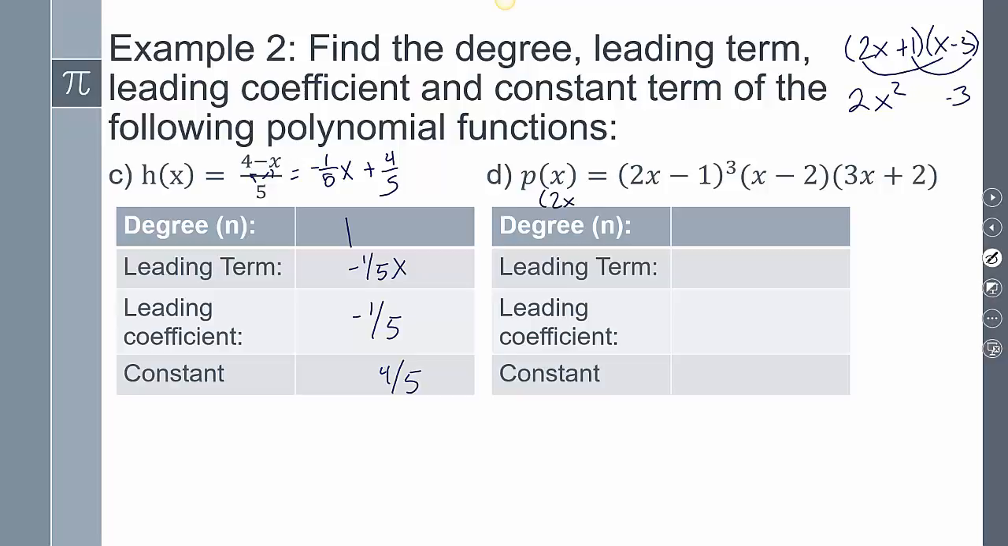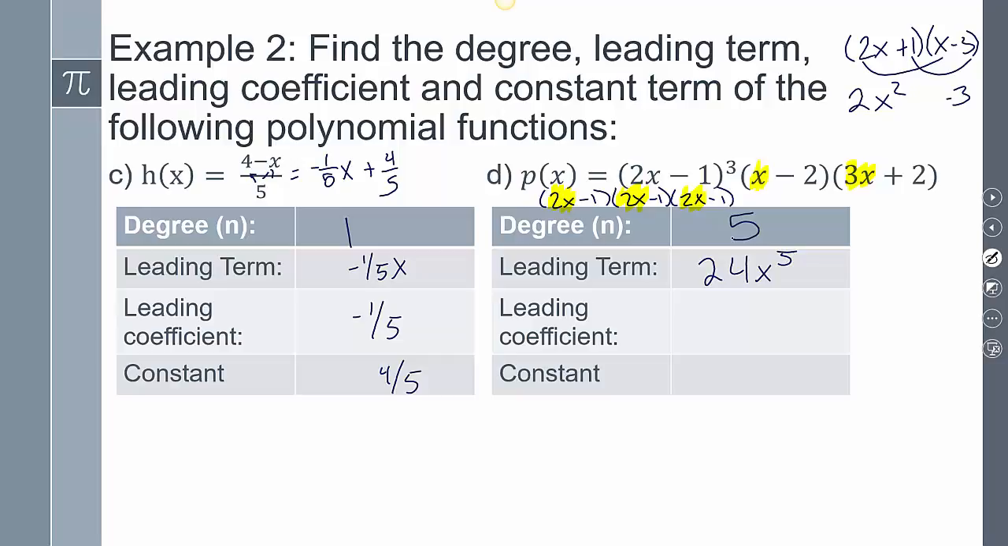So if I take this, 2x minus 1 times 2x minus 1 times 2x minus 1, there's 3 of them. I need to sit there and I need to multiply all of these together. 2x times 2x times 2x times x times 3x. And so that's going to give me 24, and I have x to the 5th. Now my degree, how many x's do I have? 1, 2, 3, 4, 5. I have 5 x's, so that's why my degree is going to be 5.